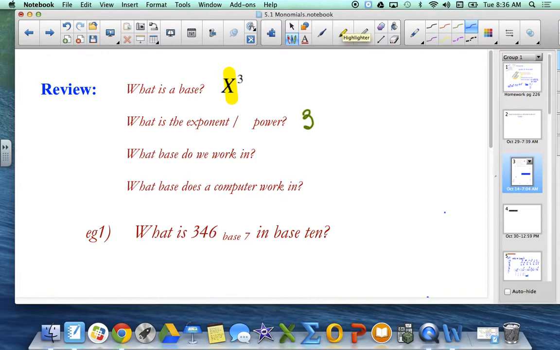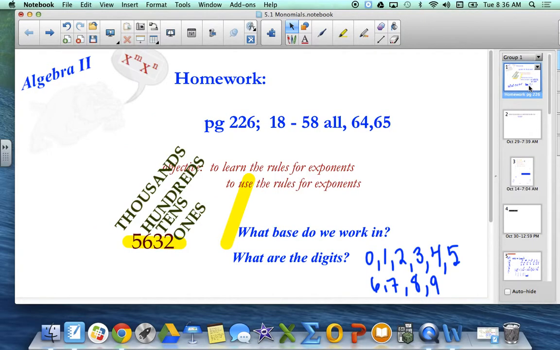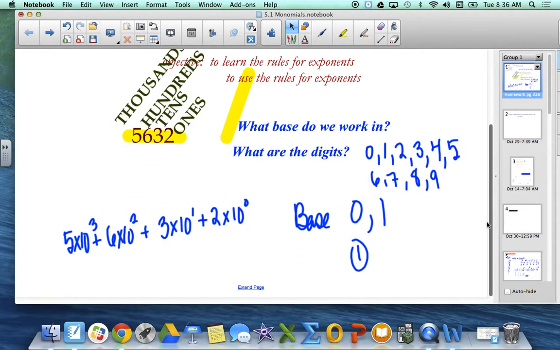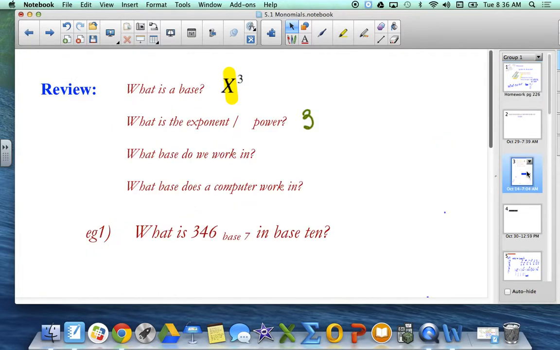A few minutes ago we said, back here, we said this was the ones place, the tens place, the hundreds place, and the thousands place, right? And we wrote out how we got that. 2 times 10 to the 0 power, 3 times 10 to the first power, 6 times 10 to the second power, and 5 times 10 to the third power. So, going back to our question, what is 3, 4, 6 in base 7?